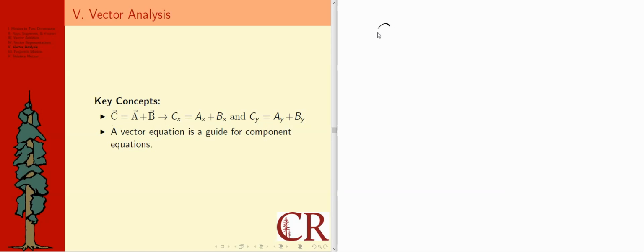So as a quick example, if instead I had said that C was equal to A minus B, and I asked what that implies, I would be able to claim that the x component of C would be equal to the difference of the two x components. Since vector C is equal to the difference of these two vectors, the same holds for the components.